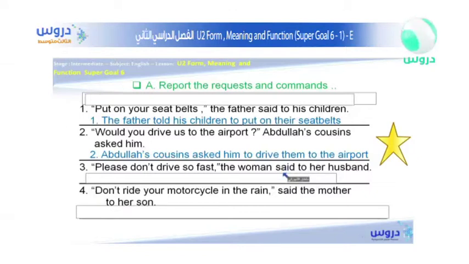Excellent. The woman told. We cannot say his husband. Okay, Ibrahim. We have to say her husband. Okay, because she's a woman, we have to say her. Okay, her husband. Very nice, beautiful. Her husband what? The woman told her husband. Can we say don't? What do you think?